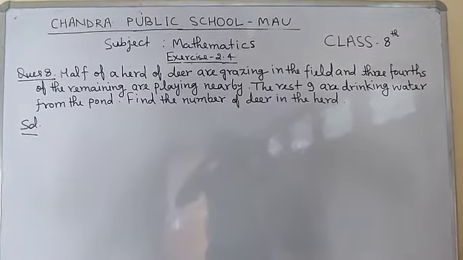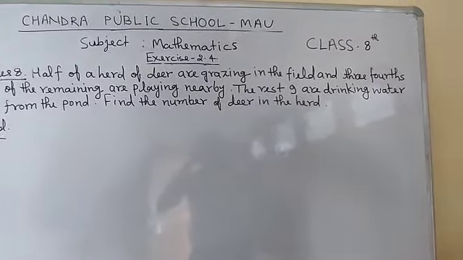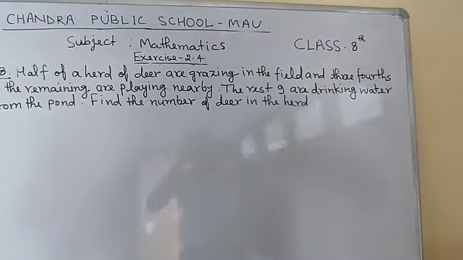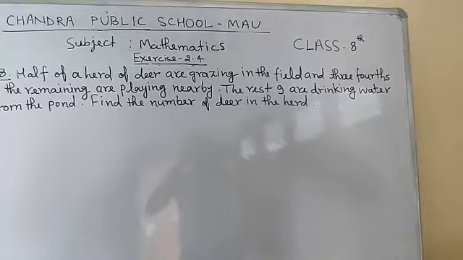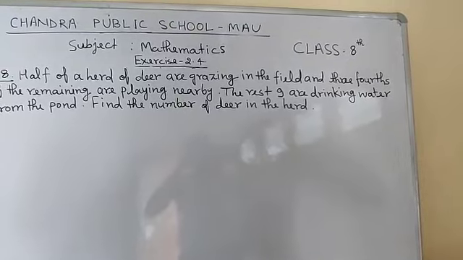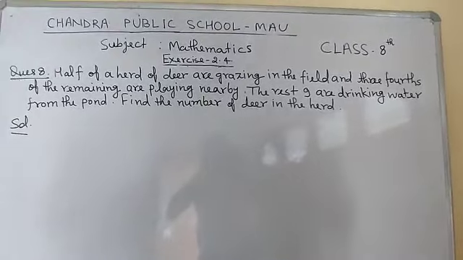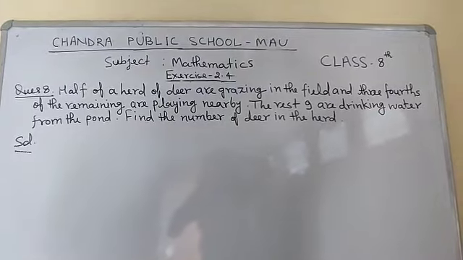Now students, here is question number 8. Half of the herd of deer are grazing in the field and 3/4 of the remaining are playing nearby. The rest, 9, are drinking water from the pond. Find the number of deer in the herd. So here you need to find the total number of deer in the herd.